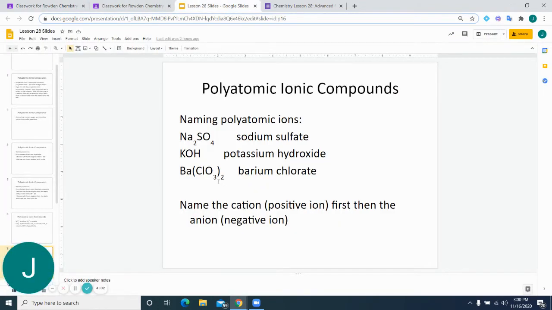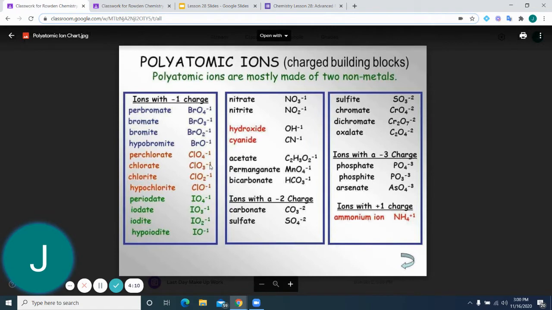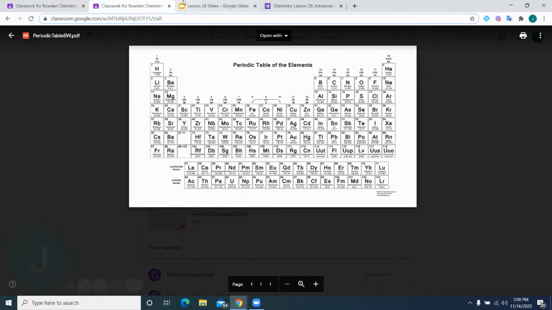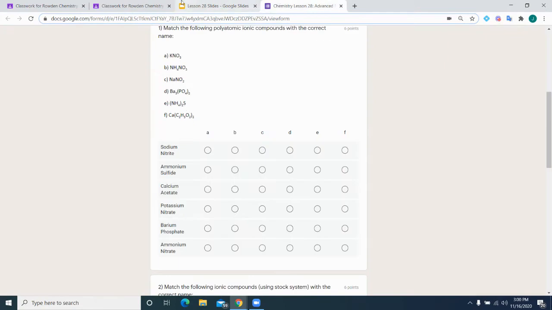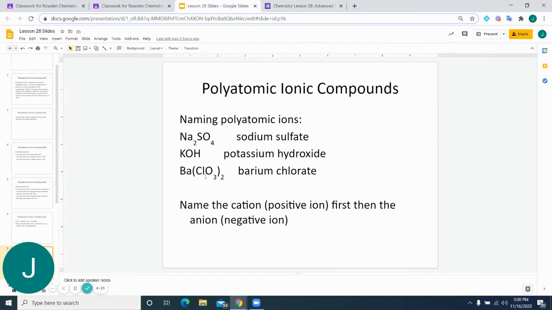And you'll notice, why are there 2 chlorates? The reason is Ba is in column 2, which gives it a +2 charge. And then you'll notice for chlorate, it has a -1 charge. That's why there's going to be 2 chlorates to balance out the barium. So this is what we use for the first set of questions.